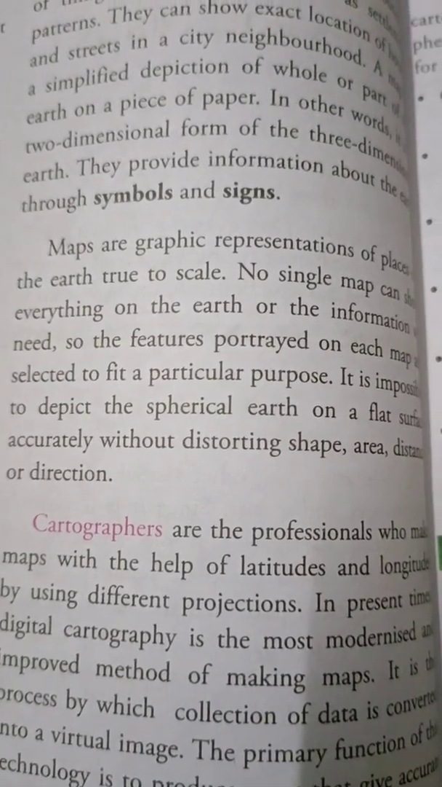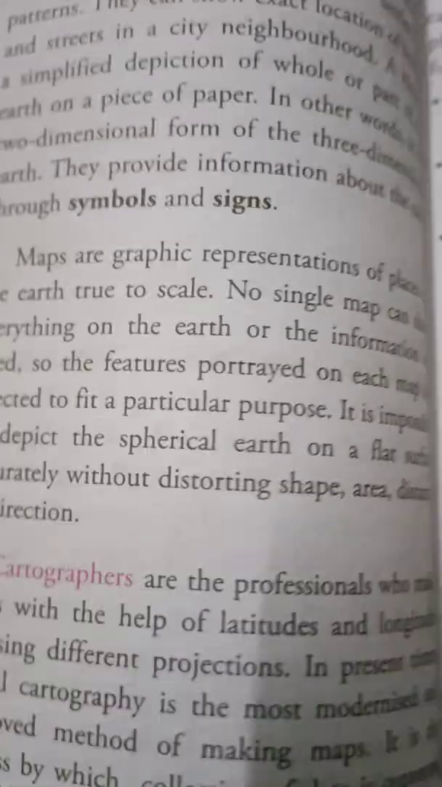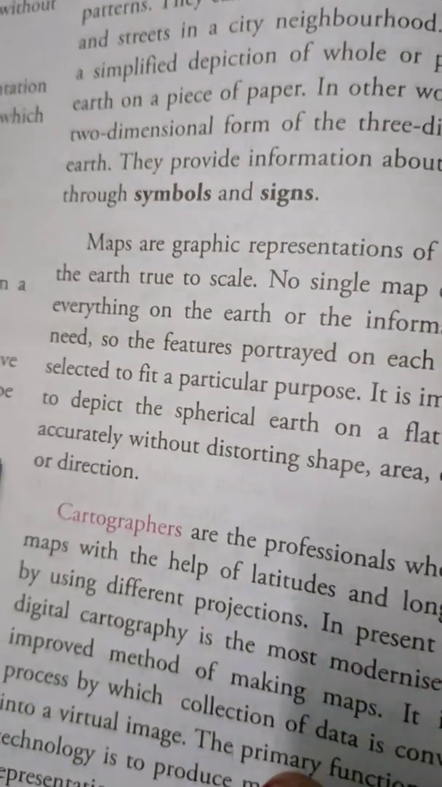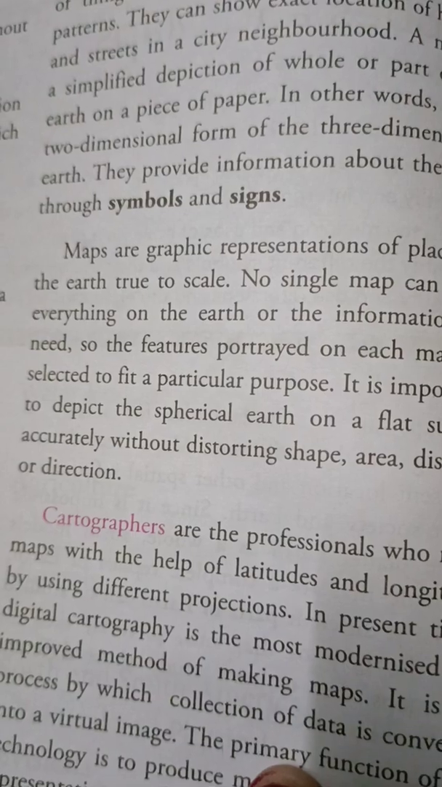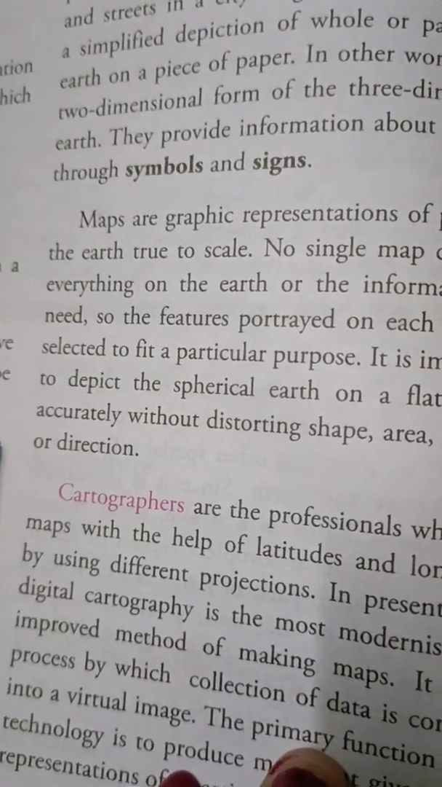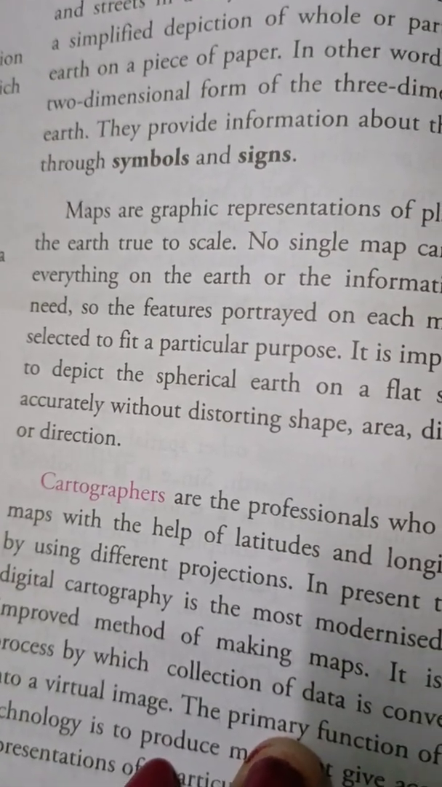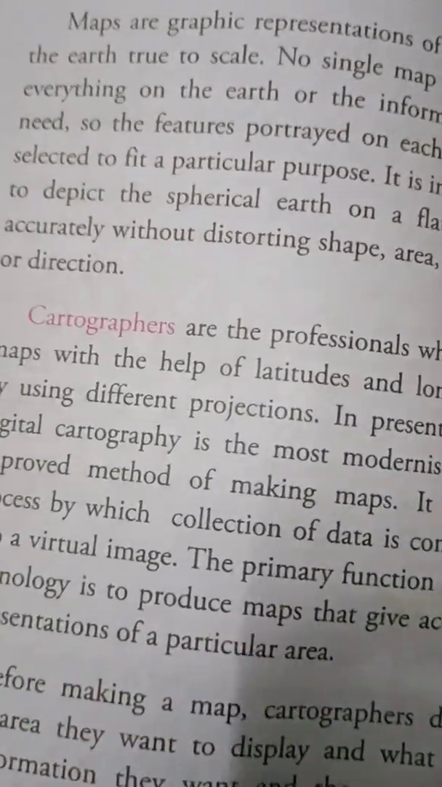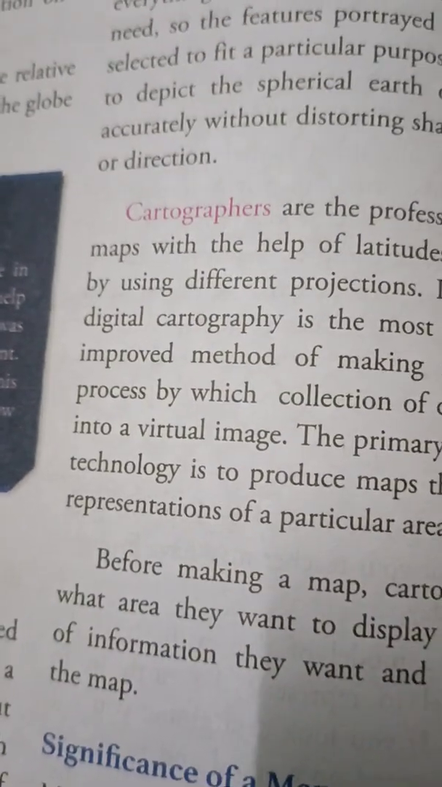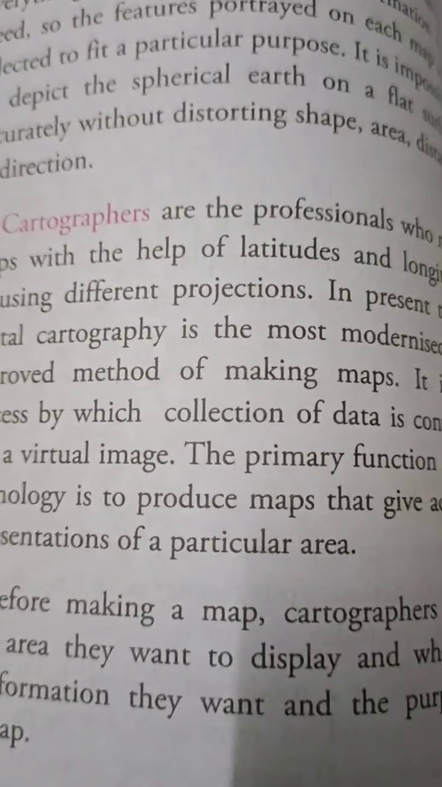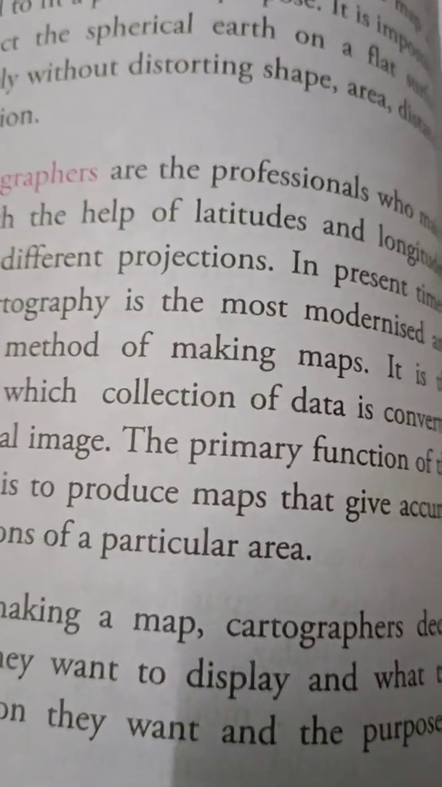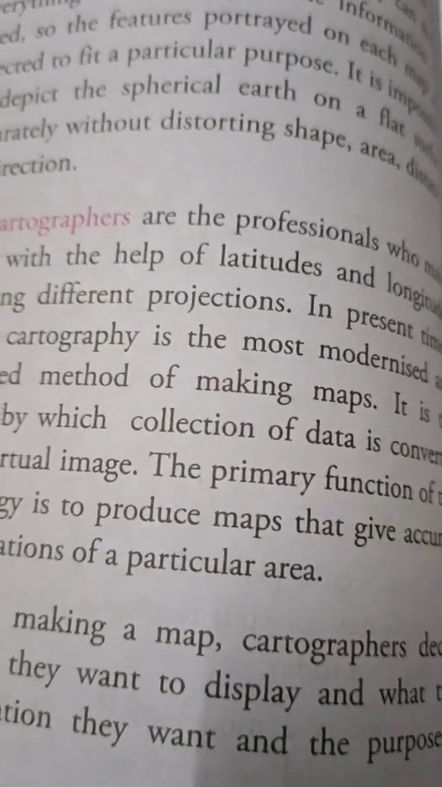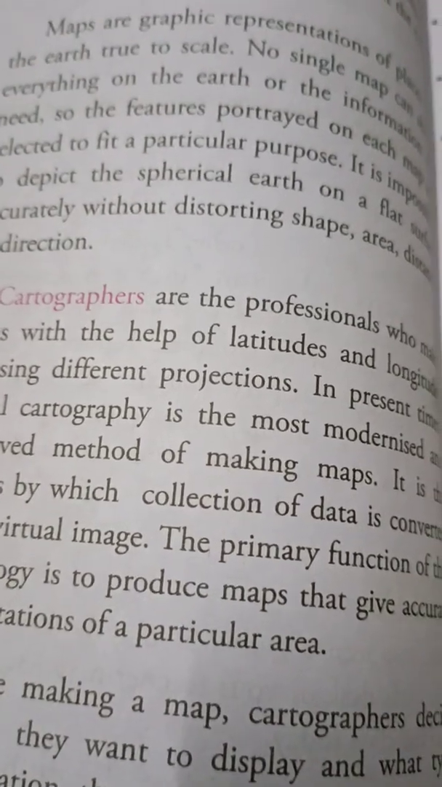A single map can show everything on the earth for the information we need. So the features portrayed on each map are selected to fit a particular purpose. Cartographers. Now somebody has to draw these maps. So the maps are drawn by professionals who are known as cartographers. They draw these maps with the help of latitudes and longitudes, by using different projections.